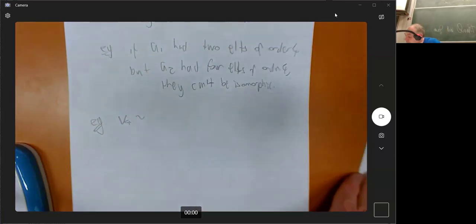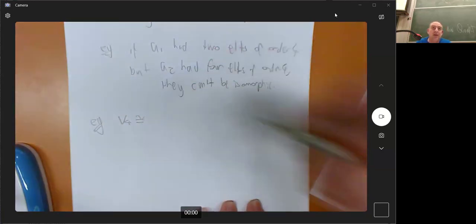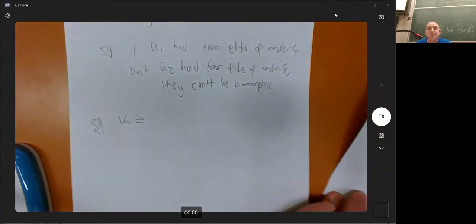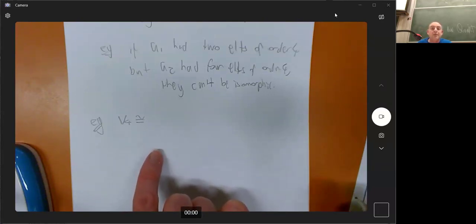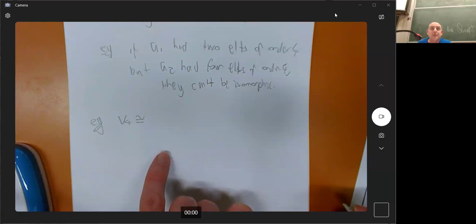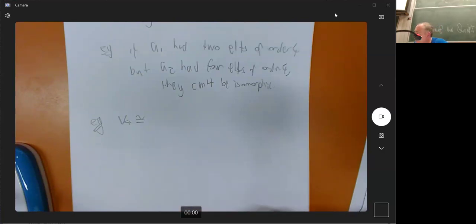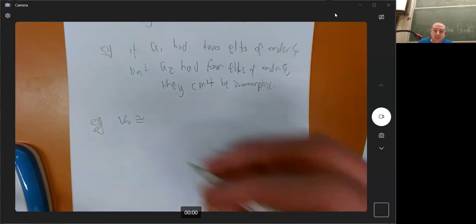What's the symbol for isomorphism? One bar and a curly bar twiddle? Double in the notes in these notes. So sometimes it's just one. I don't think so. Okay.